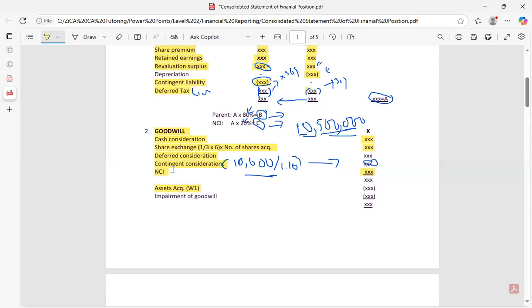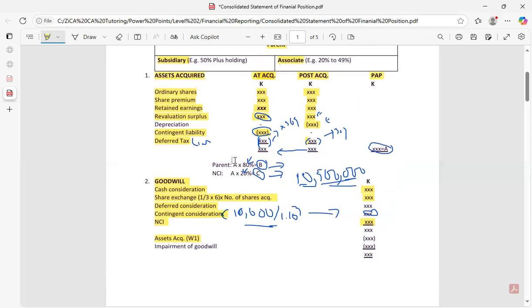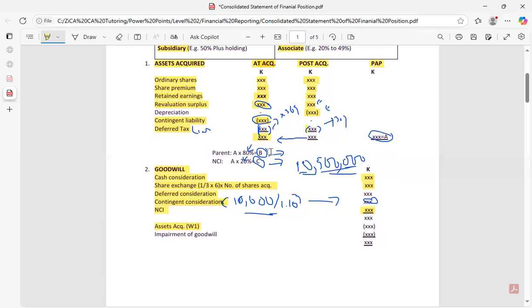But the partial goodwill, right? This one, what you do is you get the net assets, the assets that were purchased at acquisition, and then you multiply it by the non-controlling interest. In this context, it's what? 20%. So the figure that you find here as assets that were bought at acquisition, you multiply by the non-controlling interest holding, and then you're going to have the share of non-controlling interest. That's the value of the non-controlling interest. And then when you add all these, you're going to have this figure.